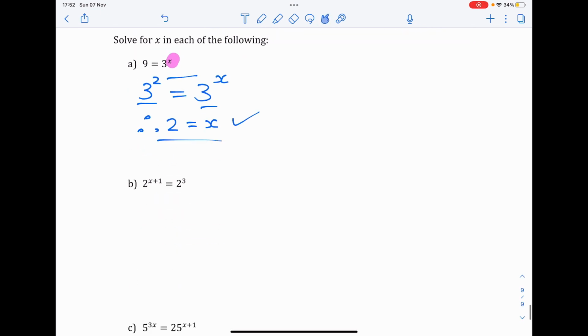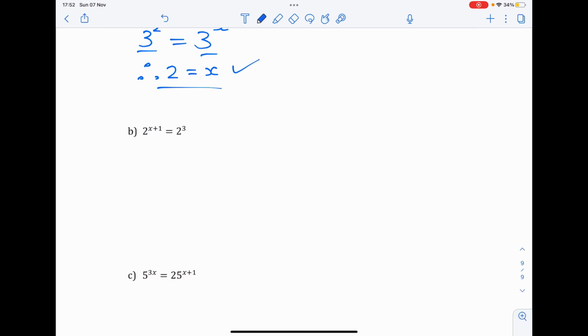Let's look at the next one. So in this example, our bases are already the same. So we can drop the bases and just make the exponents equal. And then we solve for x. So x is 2.